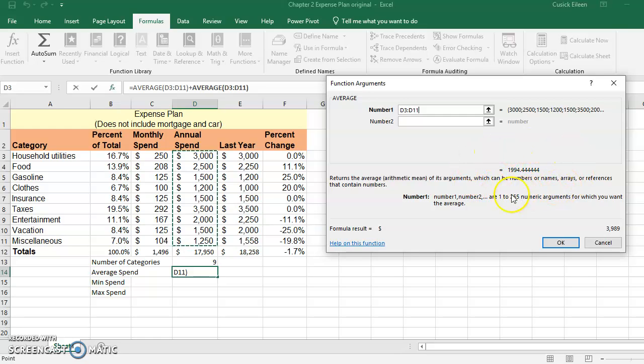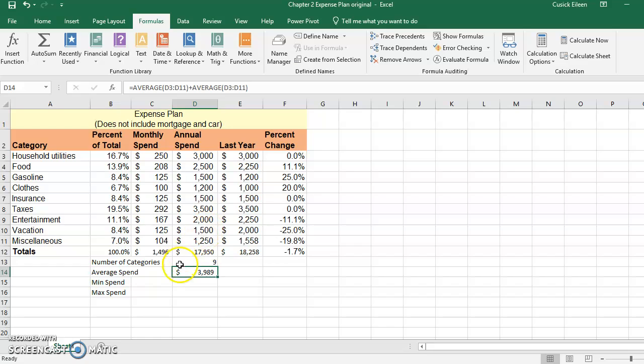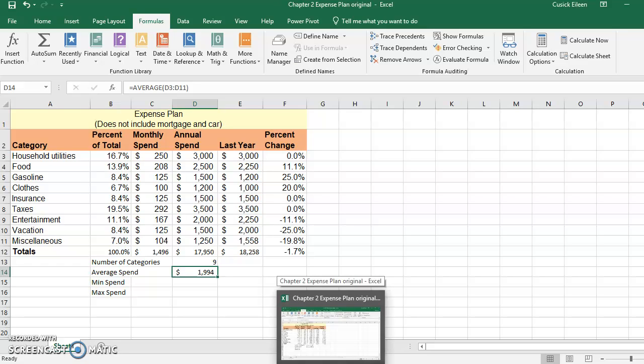It's giving me an answer. And I can say, okay. Now, I can't tell. Oops, that one didn't quite turn out. Oh, because I already had one in there. It's averaging and averaging, so I have two averages. I need to remove that, so I want to have just the one. So there's my 1994. So a couple of different ways that you can do average.